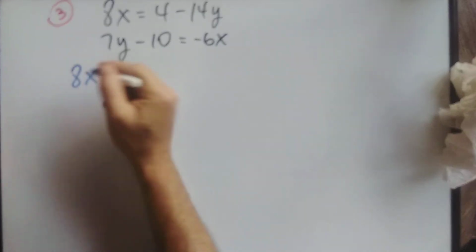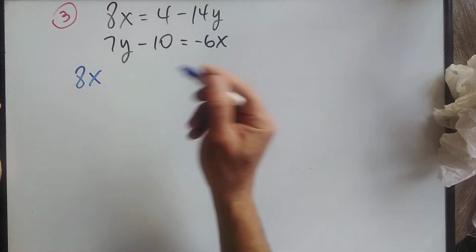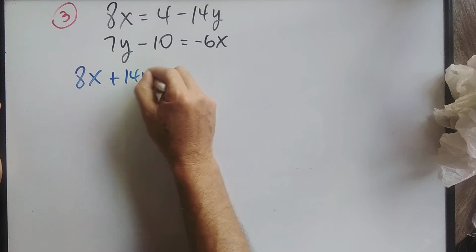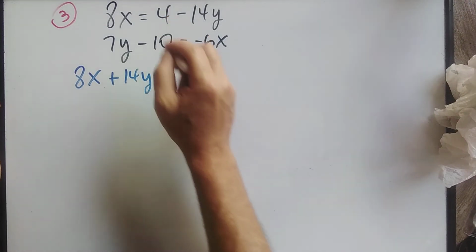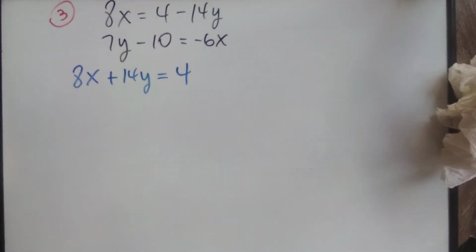I got 8x, and then this negative 14y is going to come out to the left side of the equation. All you have to do is change the sign to the opposite. 14y. The 4 stays on the right side. So that is the correct way to rearrange the terms.